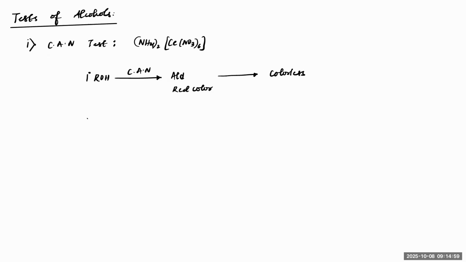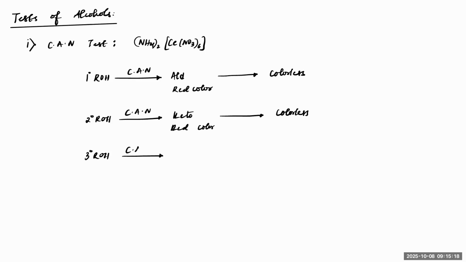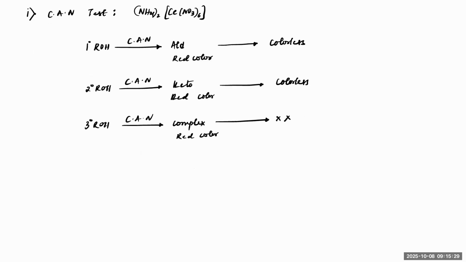2 degree alcohols also, in the presence of CAN, will become the ketonic form. That will also start becoming red and will also become colorless over time. 3 degree alcohols also will make a complex. It does not form a product, but it makes a complex that is also red in color, and this does not fade away. So the CAN test is given by all 1 degree, 2 degree, and 3 degree alcohols. But in 3 degree, the color will stay.